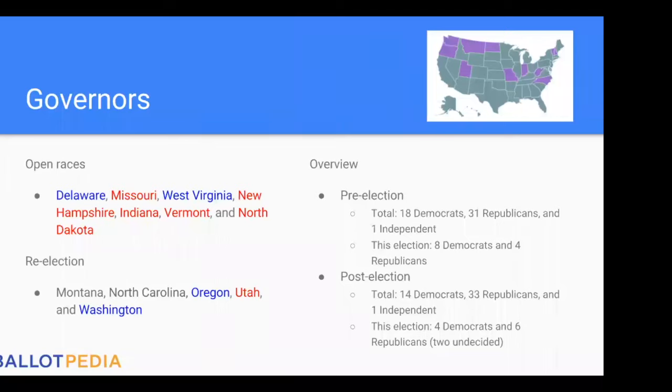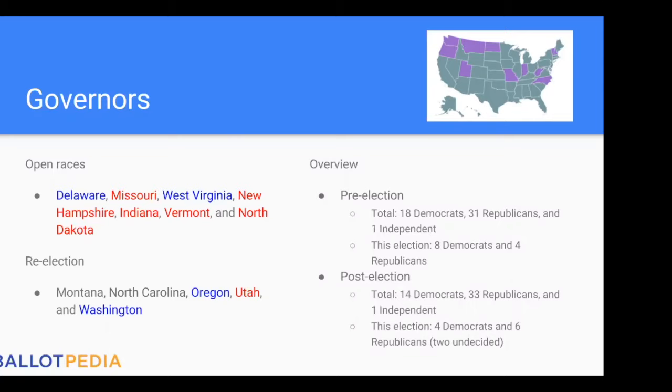On the gubernatorial front, there were seven open races in 2016 and five incumbents fighting for re-election, which you can see on the map in the top right corner. Prior to the election, there were 18 Democrats, 31 Republicans, and three independents serving as governors. Following the election, there were 14 Democratic governors, 33 Republican governors, and one independent governor. In this election cycle, four Democrats won election and six Republicans won election. We have two states that are still pending. Those are Montana and North Carolina.